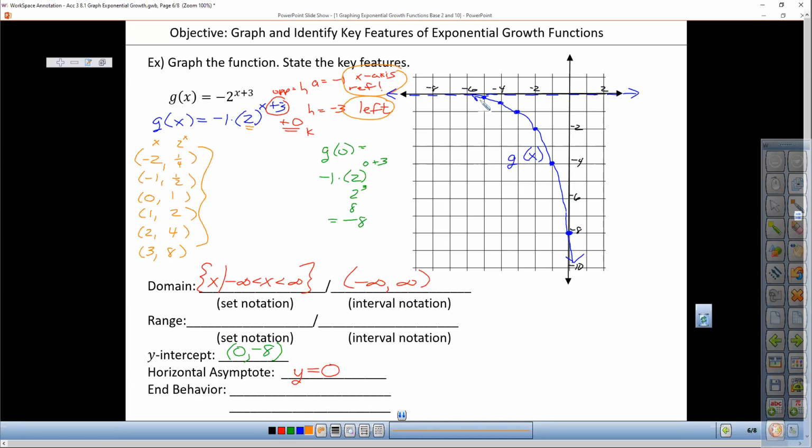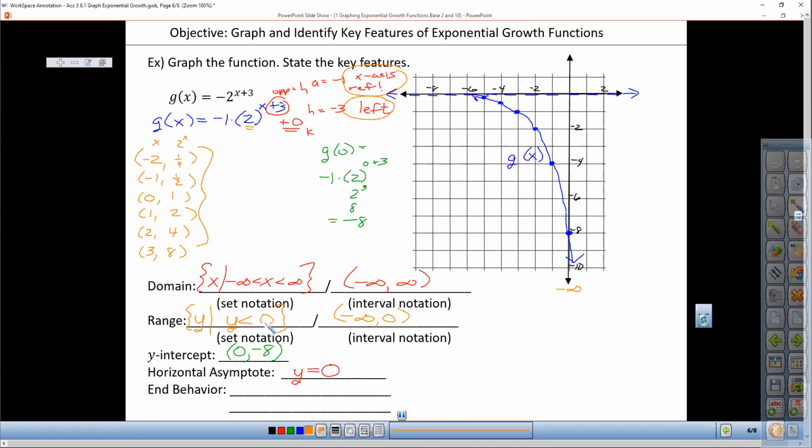So my range, I can now see my curve. All the y values of the points on my curve are below my asymptote, which has a y value of 0. That means my range must be all those y's that are less than 0. So I've got the set of all y's such that y is less than 0. For your interval notation, remember, least to greatest for the y-axis is bottom to top. So your range in interval notation has to start at negative infinity and go up to 0. So from negative infinity to 0.